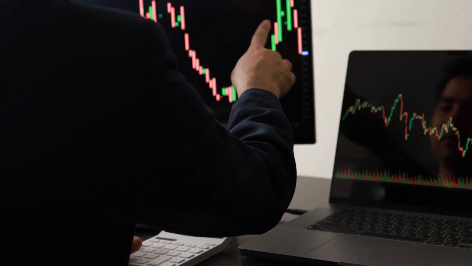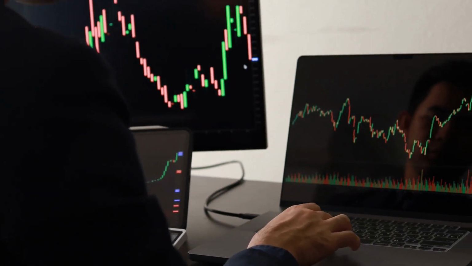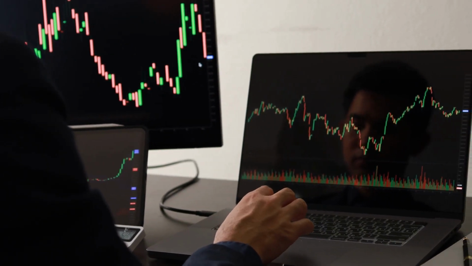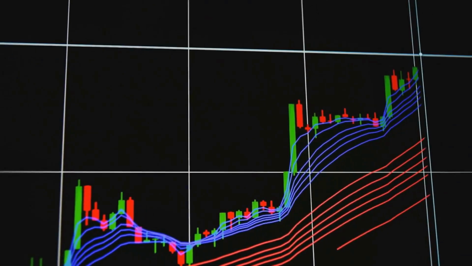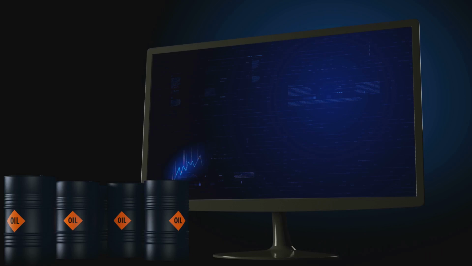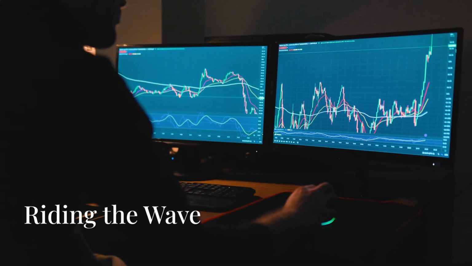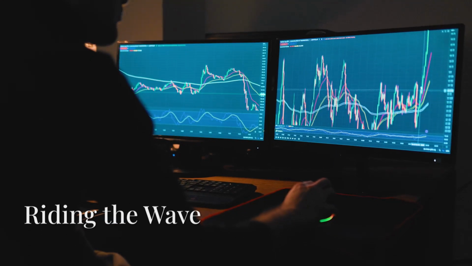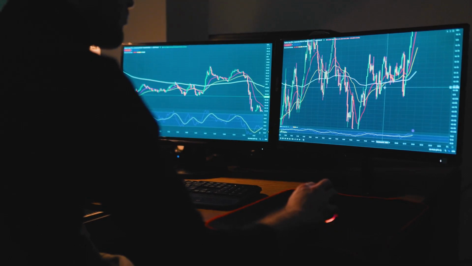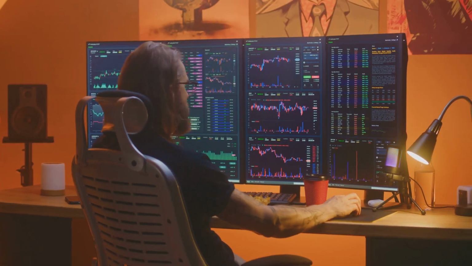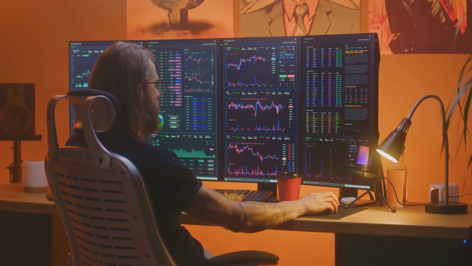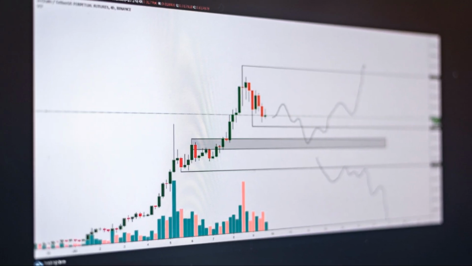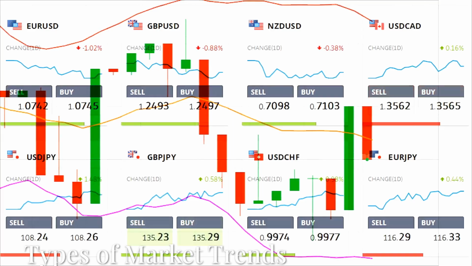Trend trading is a strategy that aims to capture gains by analyzing an asset's momentum in a particular direction. In simple terms, if the price is going up over time, that's an uptrend. If it's going down, it's a downtrend. Trend traders don't try to predict tops or bottoms. Instead, they focus on entering positions in the direction of the trend and holding until signs of a reversal appear. It's about riding the wave, not catching it at the very start.